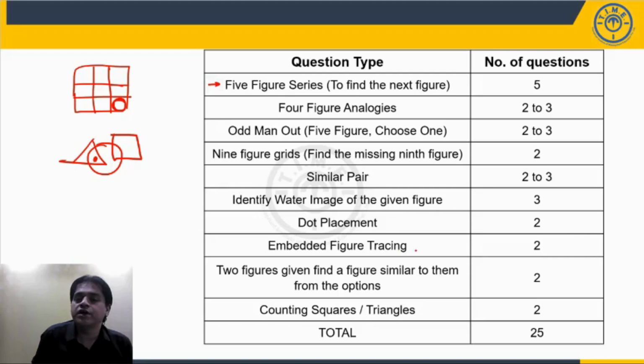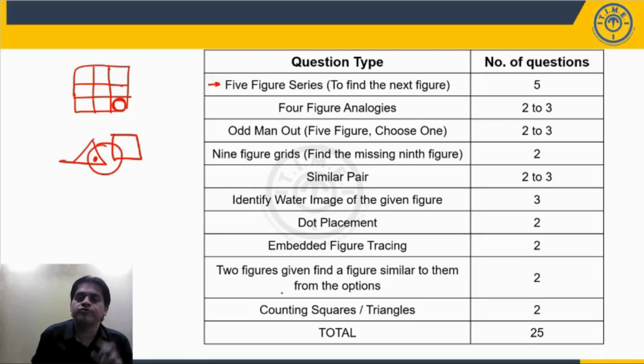Then embedded figure tracing questions. There will be a figure given and options given, and you have to figure out which of the options contains that given figure embedded inside it. So those are the embedded figure tracing questions.